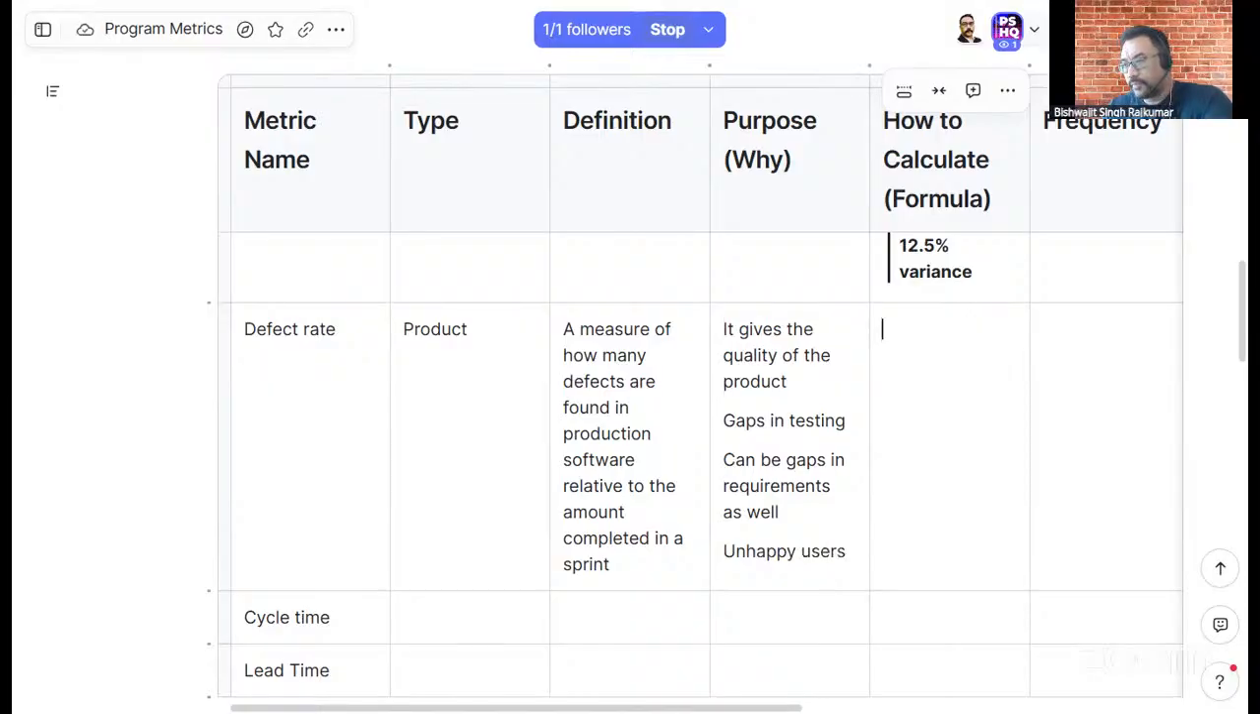Okay. How do we calculate defect rate? You're saying there is some formula, right? Yeah, there are a few different formulas. Okay, I'll just paste the formulas. Option A, based on total work delivered, based on total defects found. This is a big formula, right? No, it's not that big.